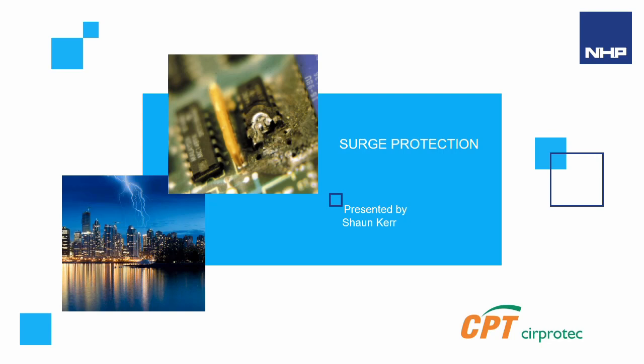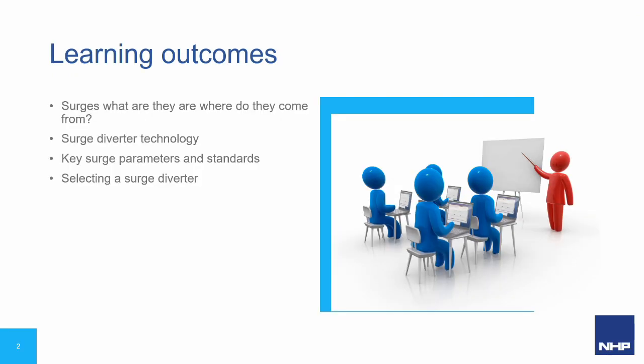The topic for today's discussion is surge protection. The key areas covered by today's session will include what are surges and where do they come from, the different technologies available, key standards and what the symbols mean to each, and how to select a surge diverter to ensure adequate protection to your facility.